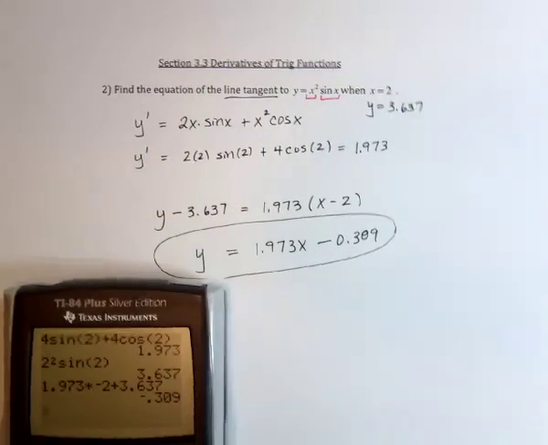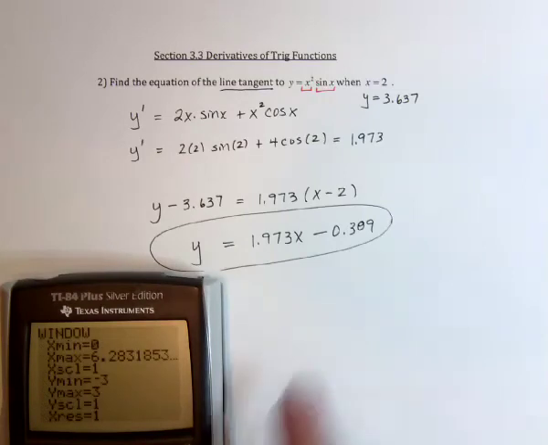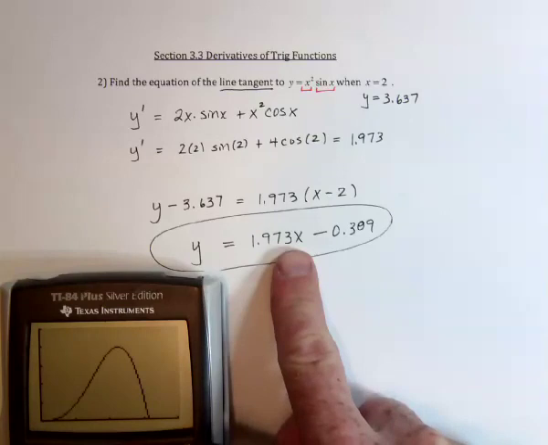And then one way to check the answer is to graph the original function, x squared sine of x. For the window, it goes out to x equals 2, so maybe from 0 to 4 would be good for the window. The y value is at 3.6, so probably 0 to 5 should be good enough. And we could take a look at the original function. Nice. And then also graph the line.